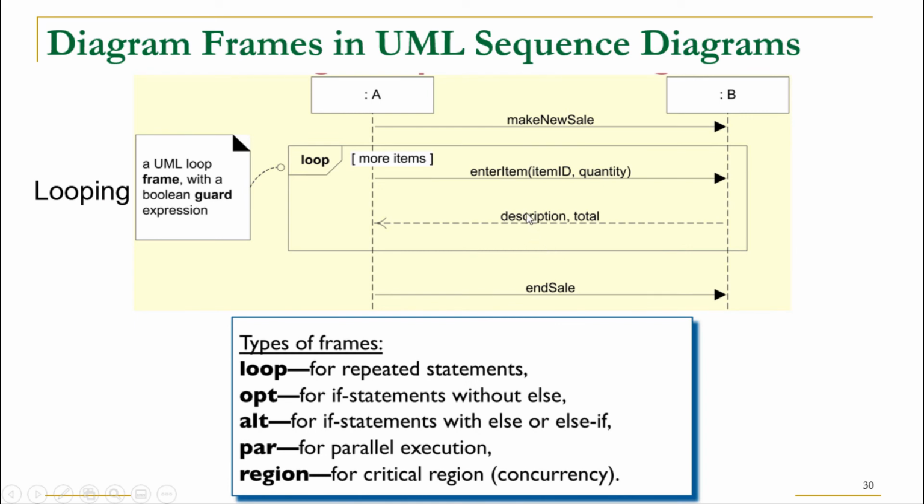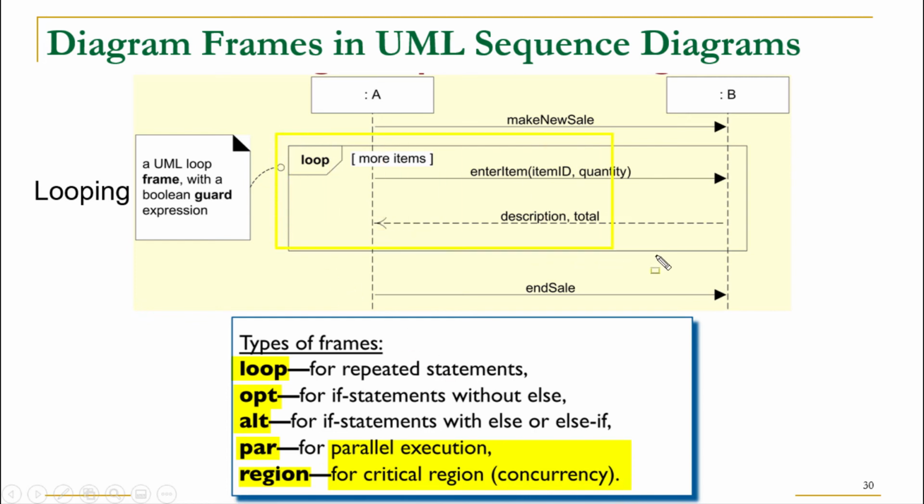There are also different types of frames in the UML, and with the help of frames we can represent different extraordinary situations. Different types of frames may include loops, opt frames, alt frames, parallel frames, or the region frames. So the region and parallel frames are used for multi-threading, whereas loops are used to represent the loops.